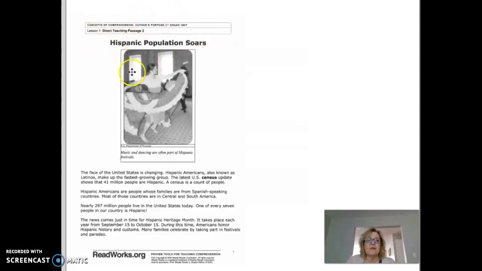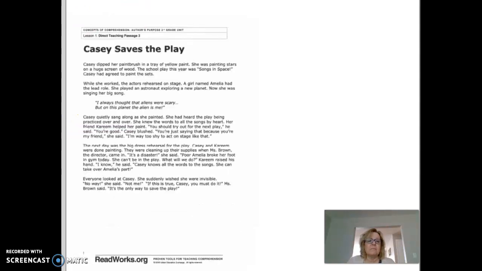This talks about the Hispanic population soaring. If I look at it, it says the face of the United States is changing. Hispanic Americans, also known as Latinos, make up the fastest growing group. The latest U.S. Census update shows that 41 million people are Hispanic. A census is a count of people. I believe this is giving me information about a change in the population.